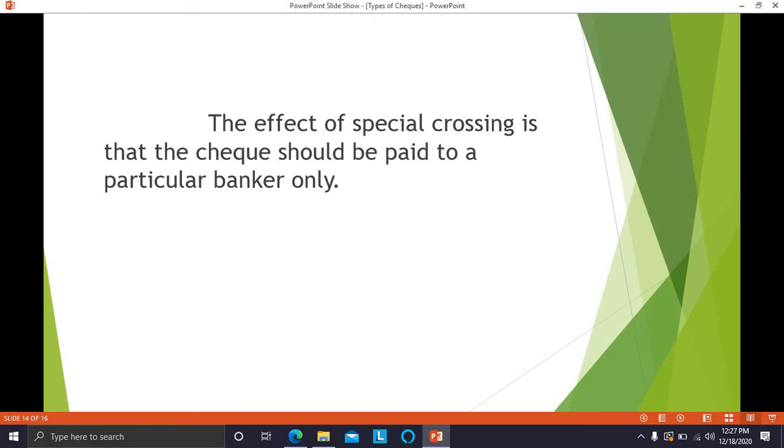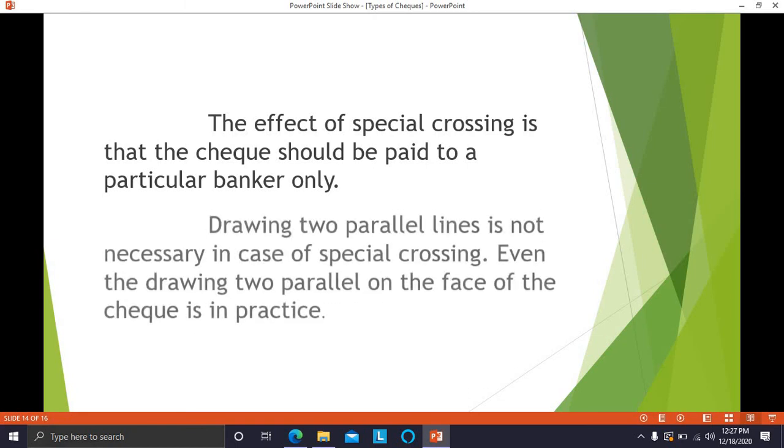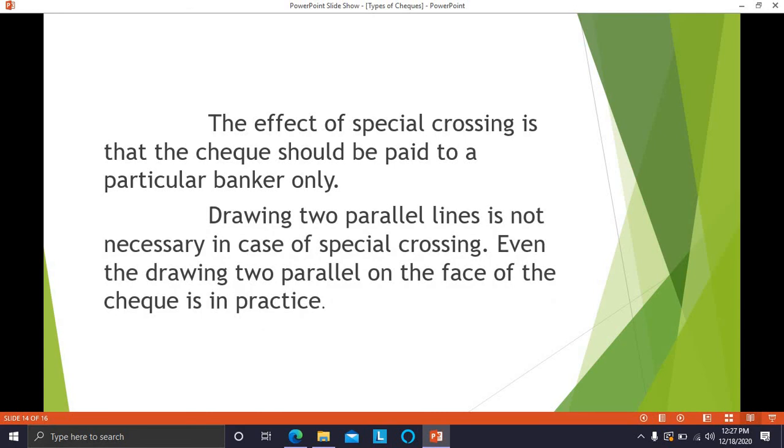The name of the bank is written in between two lines along with some other words. Drawing two parallel lines is not necessary in case of special crossing. So even without drawing two parallel lines, the name of the bank can be written, to which bank the check is drawn. Even so, drawing two parallel lines on the face of the check is in practice.